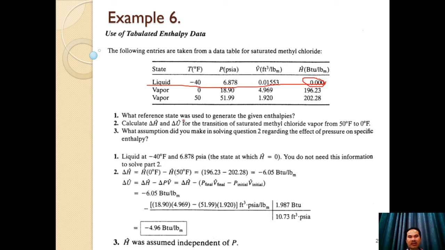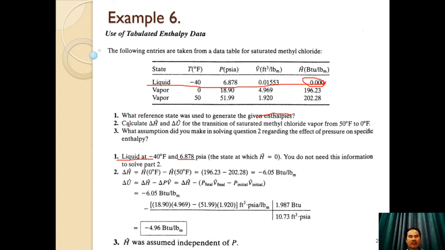Okay, for example, what is the reference state used to generate the given enthalpies? For this case, the reference state is liquid at minus 40 Fahrenheit and pressure 6.878 psia, because the enthalpy is 0. Enthalpy equal to 0 means this state is the reference state. So I can say that the reference state is liquid at minus 40.